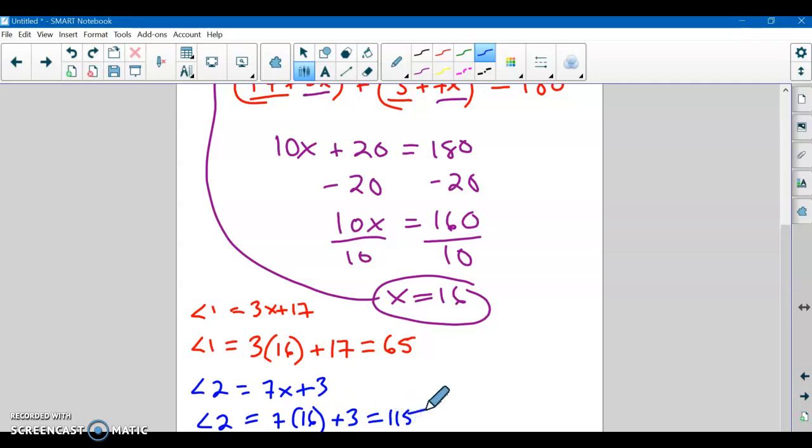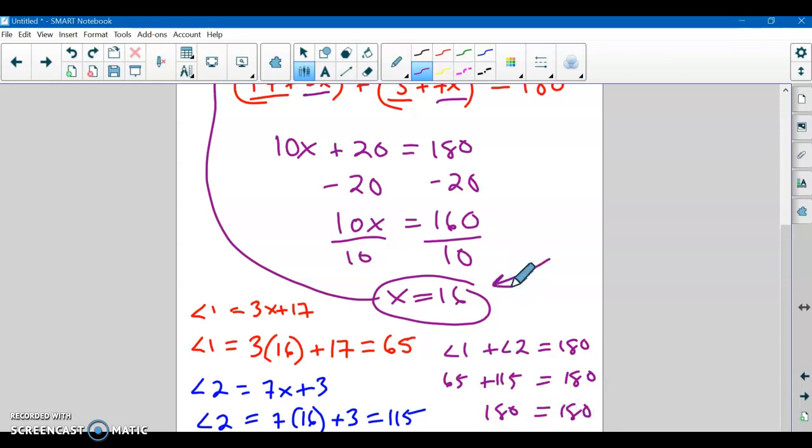How do we know we're right? Well, we should know angle 1 plus angle 2 is equal to 180. Is 65 plus 115 equal to 180? Yes, it is. So we know that 16 is correct.